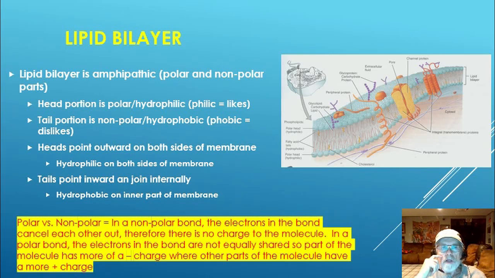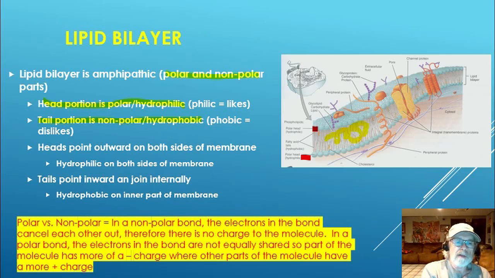Now, this lipid bilayer is also called amphipathic, which means it has a polar and a non-polar part. Polar versus non-polar. The head portion is polar, which means it's hydrophilic. It likes the water. The tail portion is non-polar. So this in here is non-polar, and this area on the outside is polar. The non-polar area inside is hydrophobic, and the polar outside is hydrophilic. It likes the water.